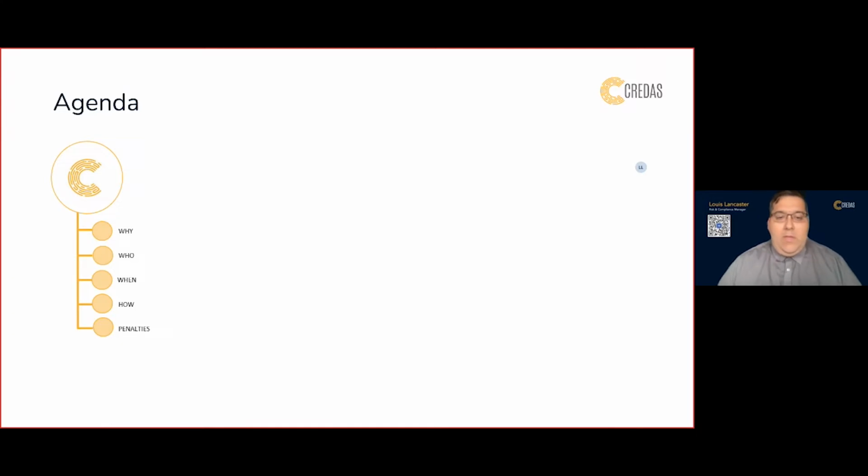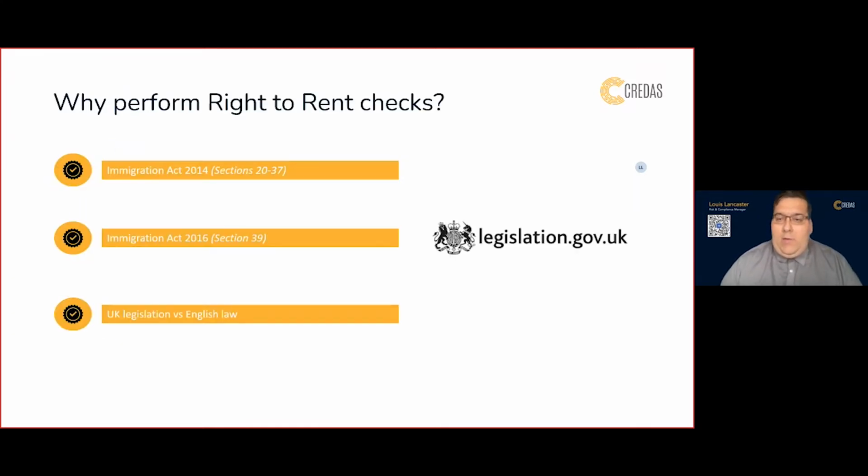In terms of why, it all started with the legislation introduced by the government in 2014 with the Immigration Act. Effectively, this said that in order for someone to rent in the UK, they had to have the evidence that they could remain in the UK. One of the punishments that they put into the Immigration Act 2014 was that those landlords or their letting agents that didn't comply with the legislation would be subject to a civil penalty.